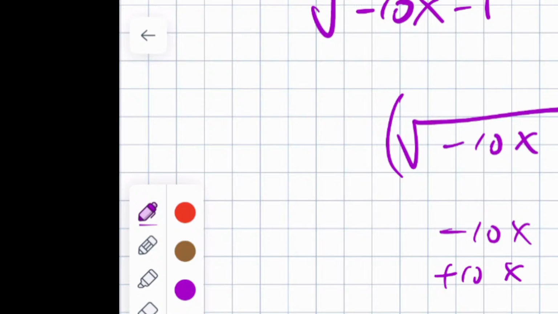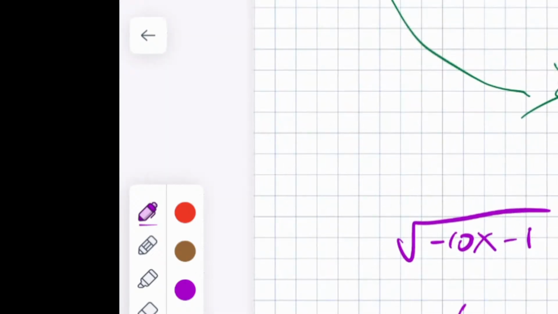So there's two answers. Now we have to check if both answers are correct. So you have to plug it back in. Unfortunately, there's no shortcut. You have to check if both solutions are correct.